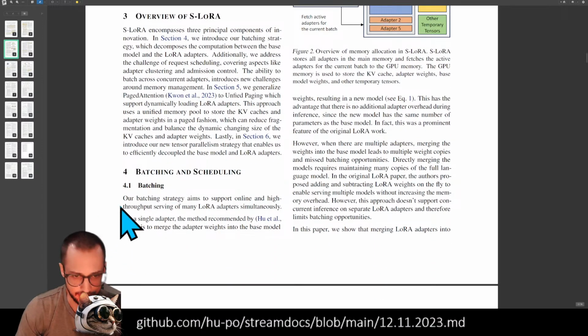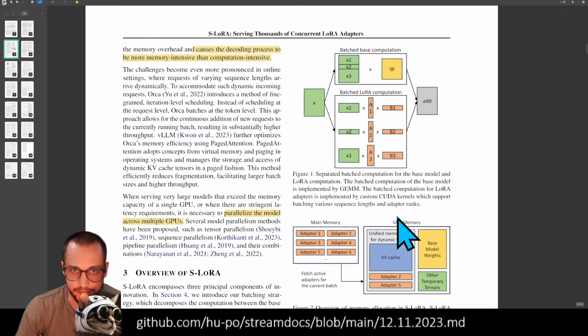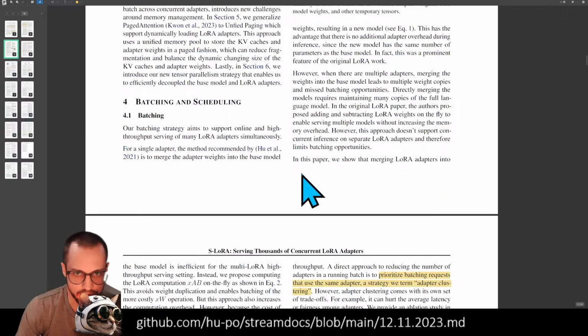Let's look at batching. Our batching strategy aims to support online and high throughput serving of many LoRA adapters simultaneously. For a single adapter, the method recommended is to merge the adapter weights into the base model, right? So if you only have one LoRA, just fuse it into the base model and then you're good to go.